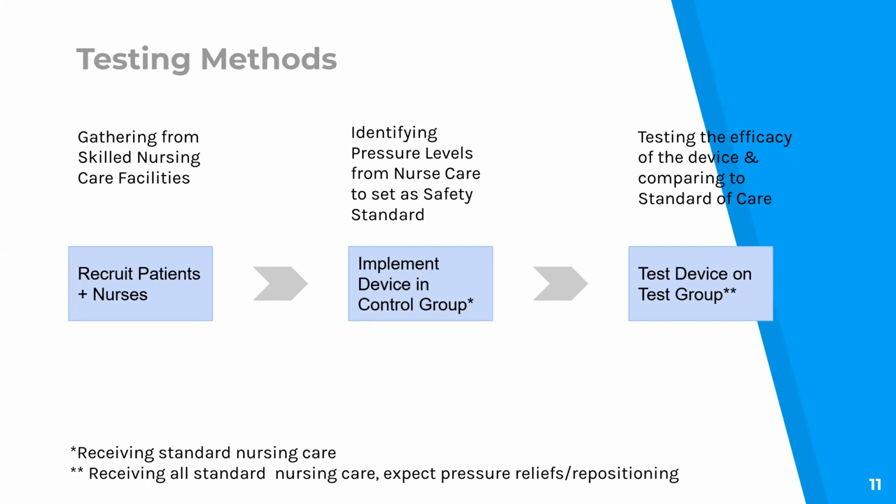So we have the safety of our patients in the testing group first. This is why we hope to utilize the safety standard that we set in the control group in order to realize and see if our pressure levels of redistribution are being met. And if those are not being met, we hope to put our testing group back into standard care.